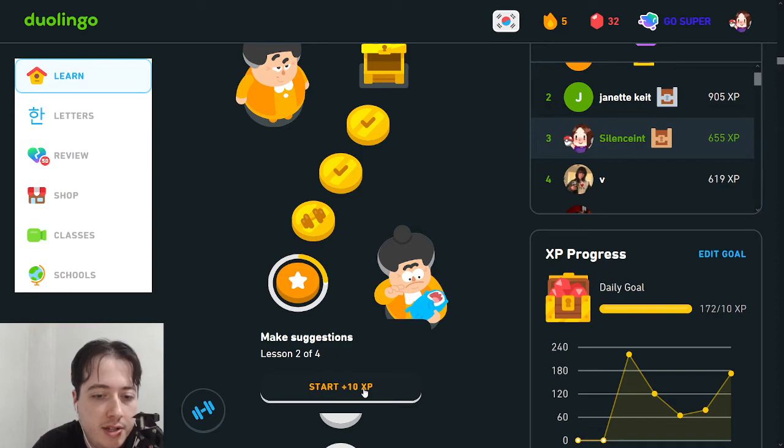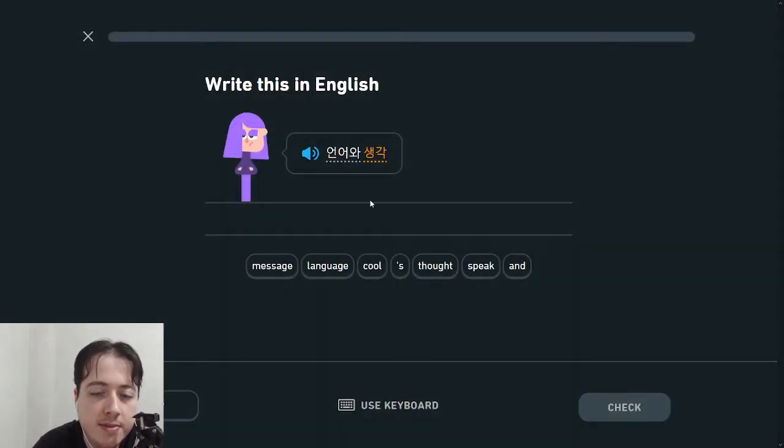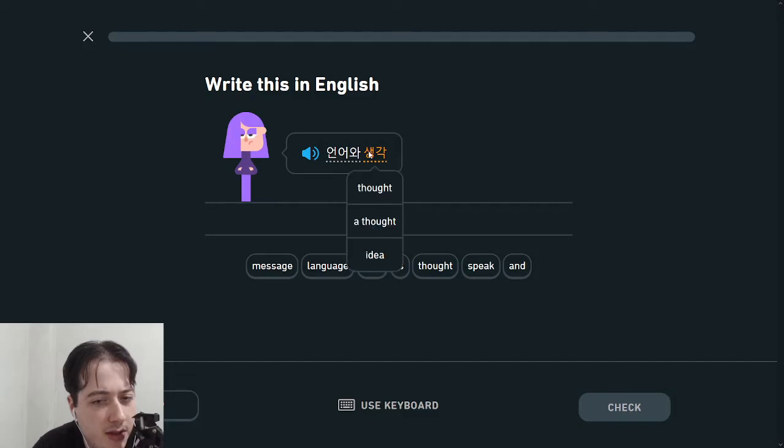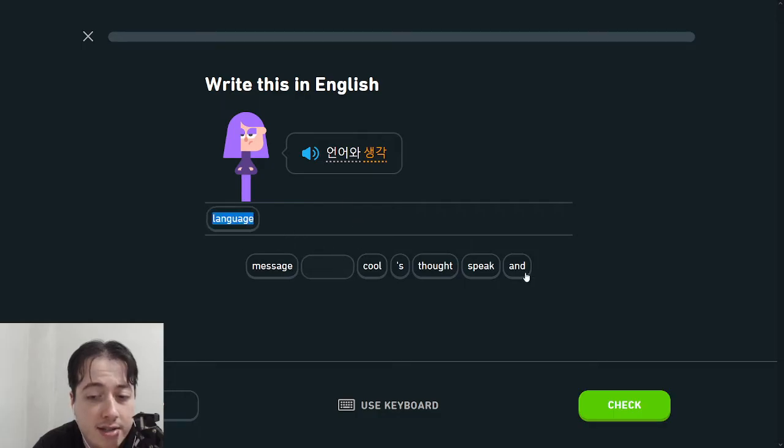Okay, let's finish this last exercise here. 언어와 생각. 생각. What is 생각? Thought? I think it's thought. No. Message, maybe. 생각. Oh, it's thought. Idea. Right, so 언어 and 생각, language and thought.